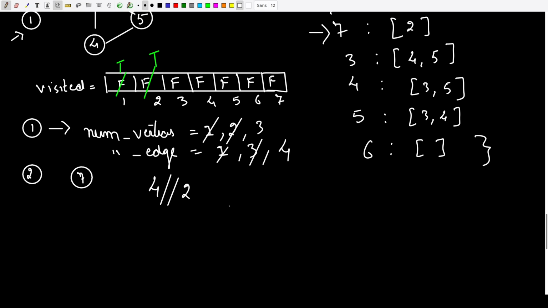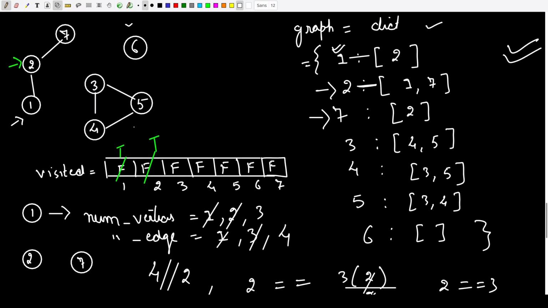So the number of edges here will be 2, and that should be equal to the number of vertices v into v minus 1 by 2, which is 3 into 3 minus 1 by 2, which is 3. So this equation does not hold, which simply means that this is not a fully connected component. Now moving forward, let us mark 7 also as true.